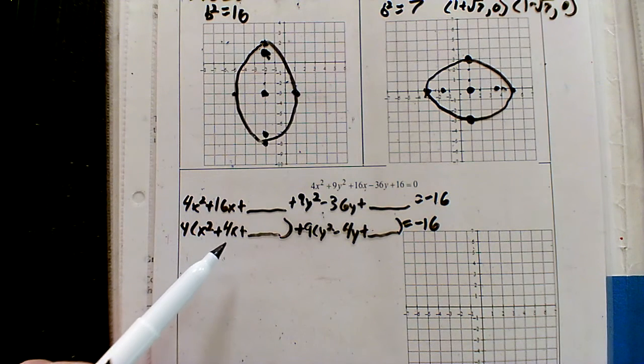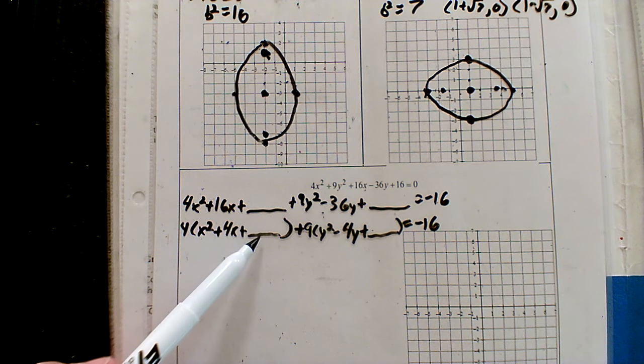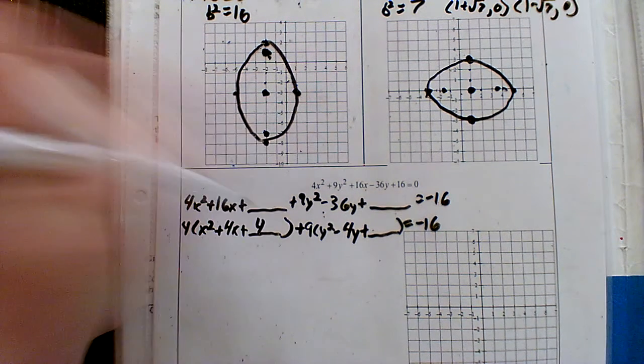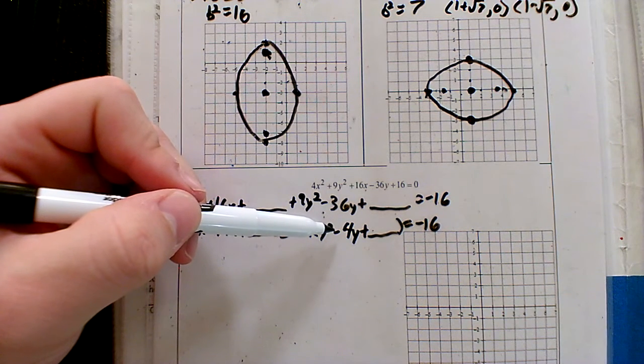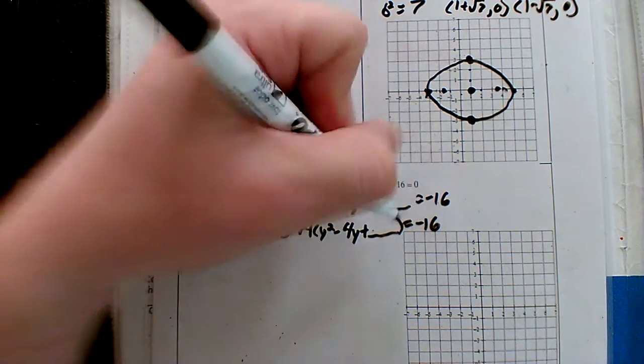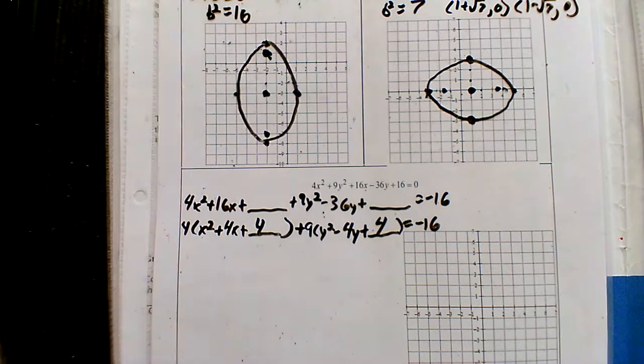For my x's, if I complete the square, what do I get for my value? Because Tori told us it was b over 2 squared. So if I take b over 2 squared, what's my new value? Thank you, it's 4. The same with the y's. We have negative 4 over here. Negative 4 divided by 2, negative 2. Well, negative 2 squared is 4. So they both are 4.